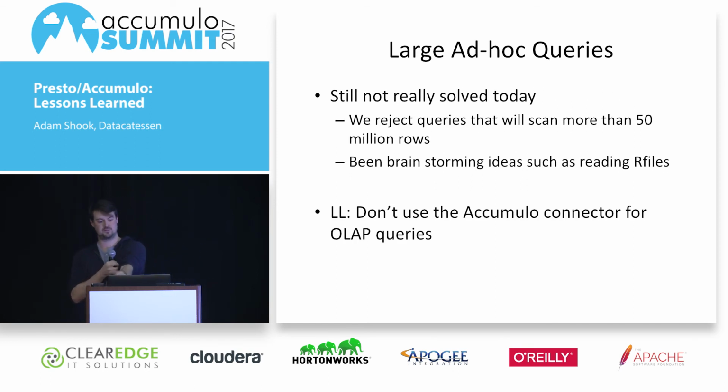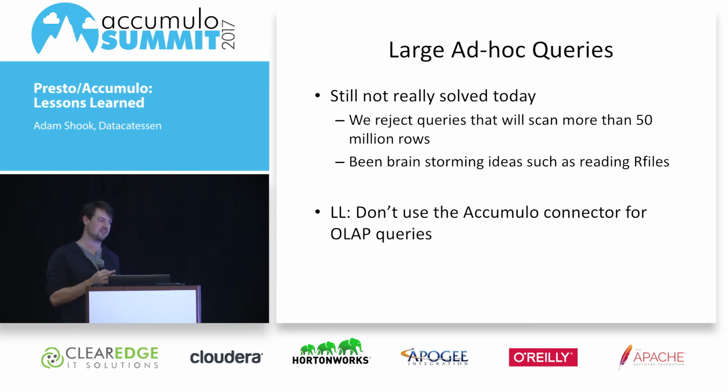We're still not really solving it today. I didn't want to add any code that will reject a SQL query, but I ended up doing it. So by default, it's 50 million rows. If the connector is going to scan 50 million rows, it just throws an error and says, I'm not going to do it. We've been brainstorming ideas for it, such as reading the R files directly, which would be better, and just skipping the tablet server layer. Right now, we're just having this particular use case move to using Hive and querying it through Spark or Presto to actually access the data. But it would be great to not have this type of restriction in Presto.